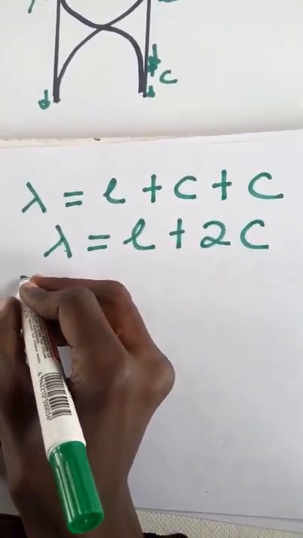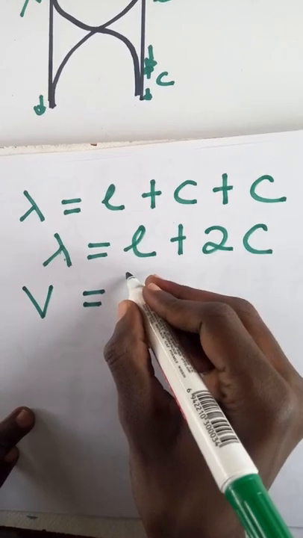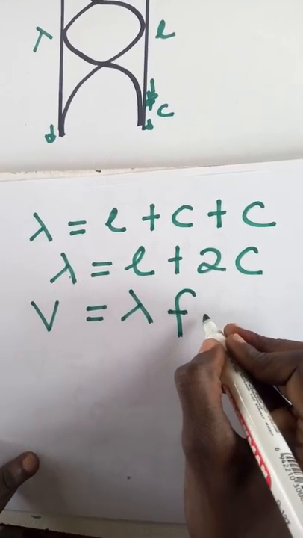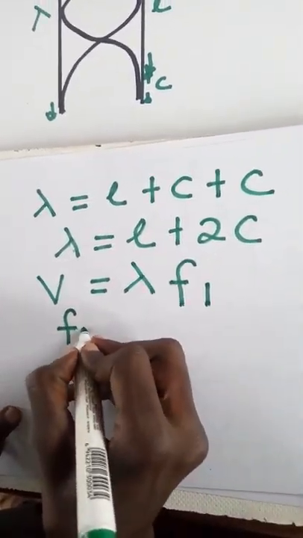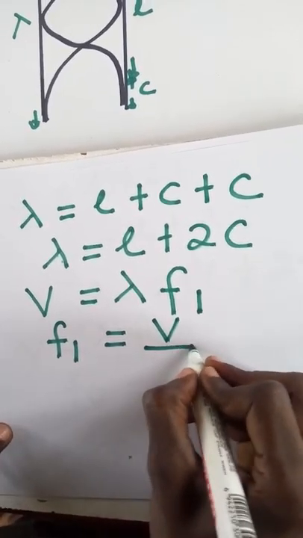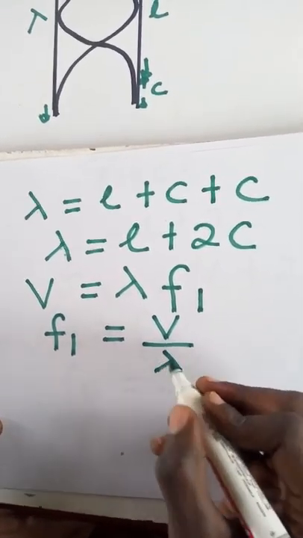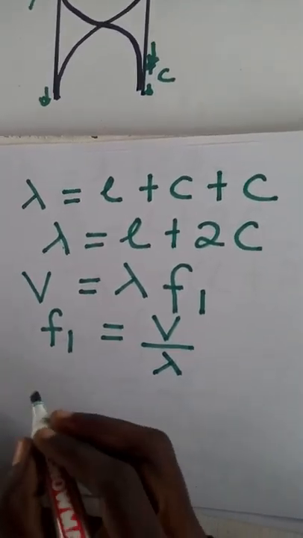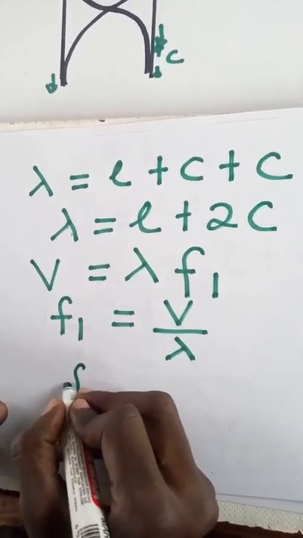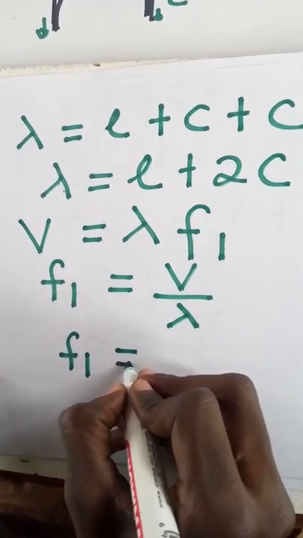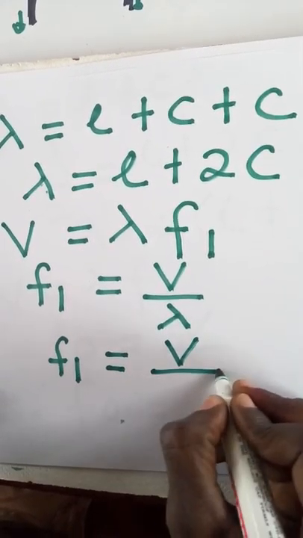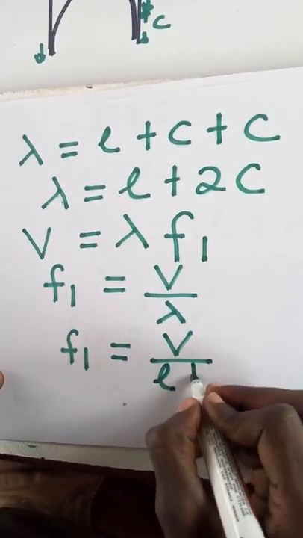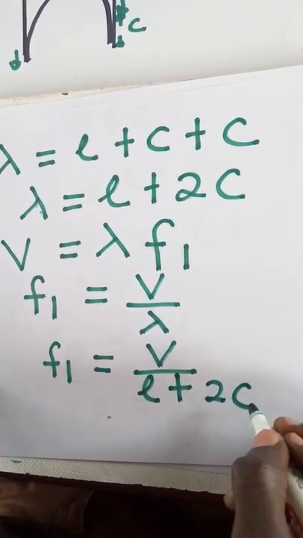From velocity is equal to wavelength times frequency, but this is the frequency of the first overtone. Therefore, frequency of the first overtone is equal to velocity over wavelength. But wavelength is equal to length of the open pipe plus 2 end corrections. So here we have frequency of the first overtone is equal to velocity over, we are going to substitute this into this equation, length of the open pipe plus 2 end corrections.